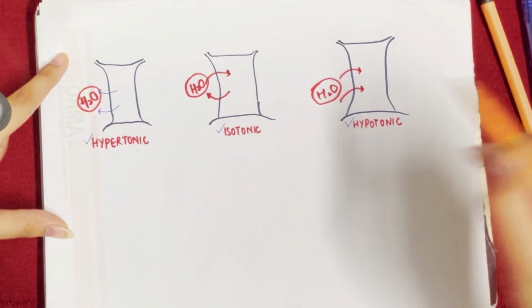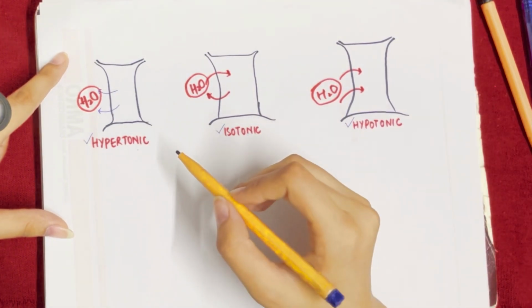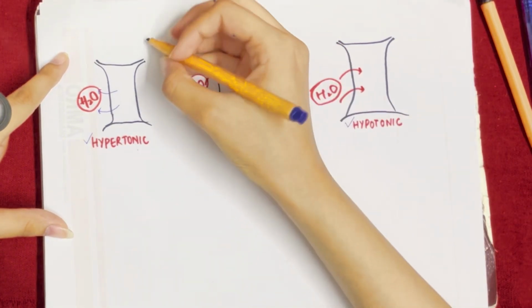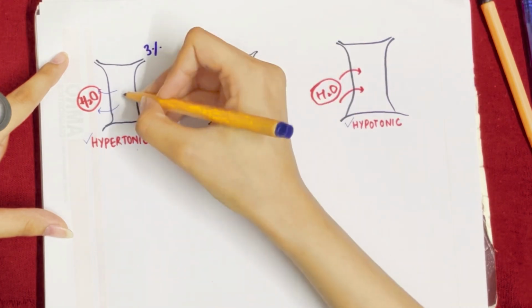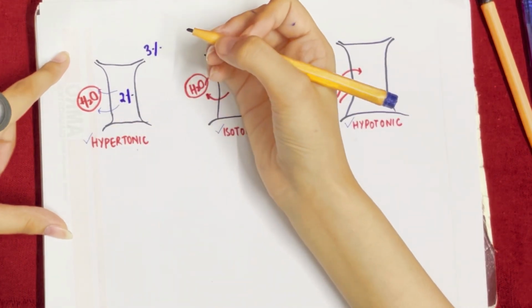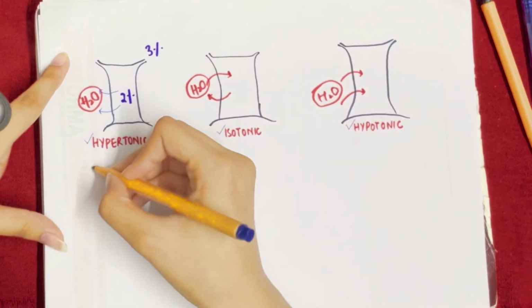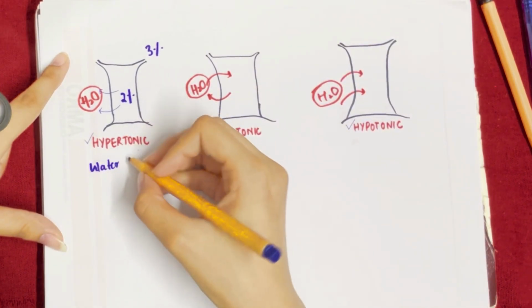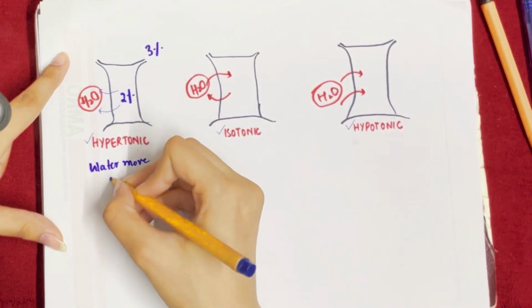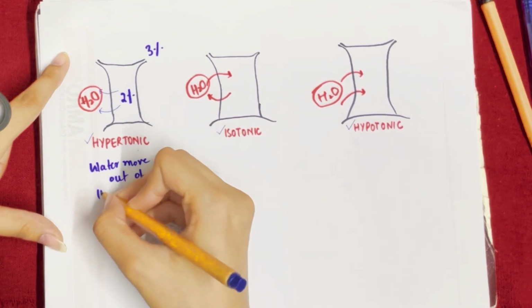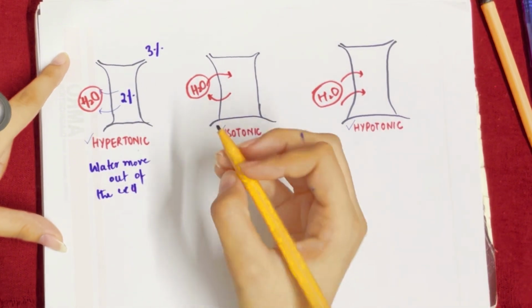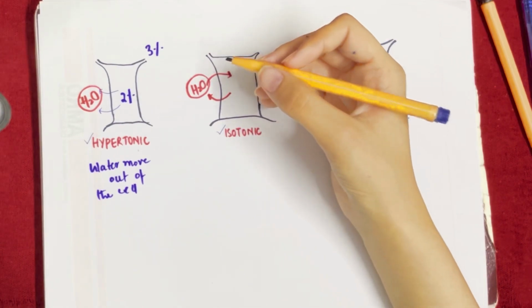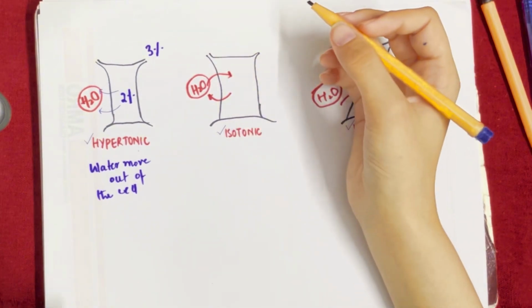This is a hypertonic solution. A hypertonic solution means that there is approximately a 3% solution outside the cell and a 2% solution inside the cell, which means the water will be moving out of the cell. Water will move out of the cell. It means the water will move from the region of higher concentration to the region of lower concentration.